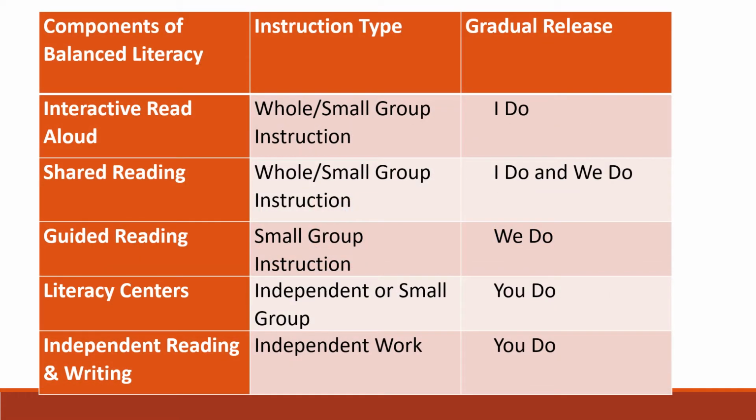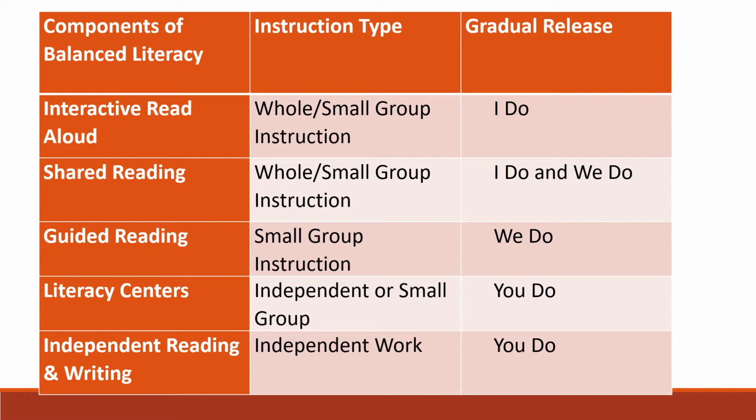Here are the components of balanced literacy: the interactive read aloud on the left, the shared reading, guided reading, literacy centers, and independent reading and writing. The instructional type you can see in the interactive read aloud is usually whole group. It could be small group, either one. Shared reading could be whole group or small group. Guided reading is always in small group. Literacy centers are always independent or small group. And independent reading and writing is obviously independent. The students might be doing it with a partner, but the teacher is not helping them.